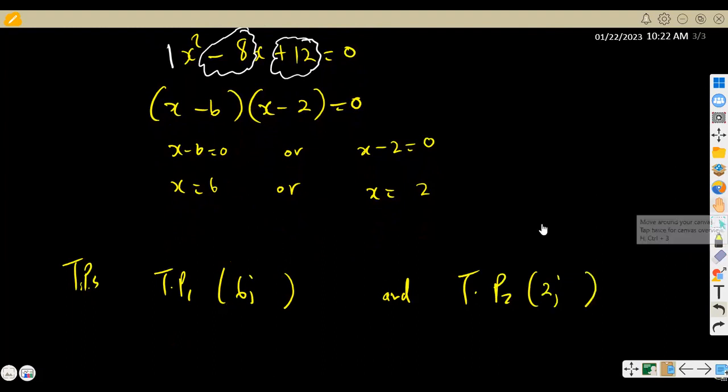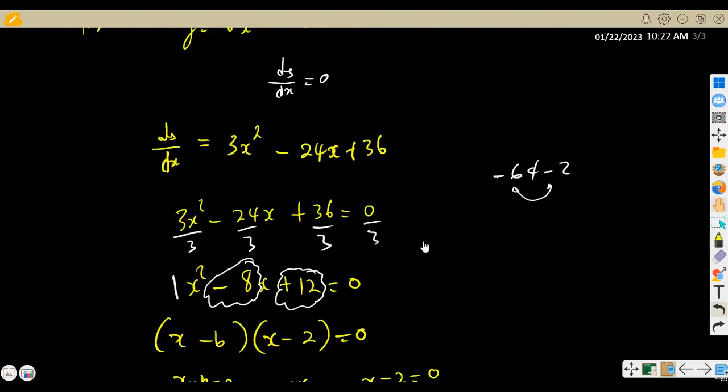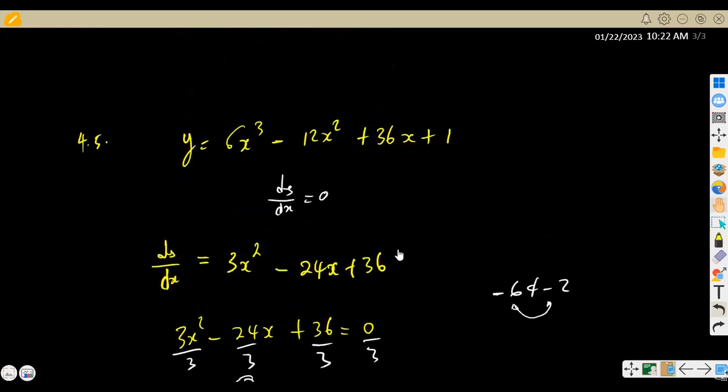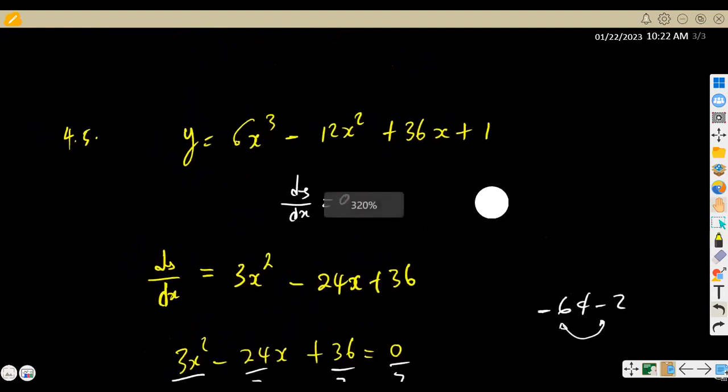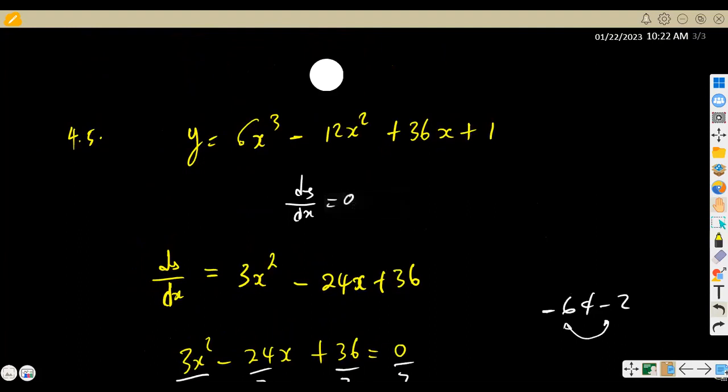So how are we going to do this? We simply have to substitute into the original equation here. When x is equal to 6, we substitute into the original equation.